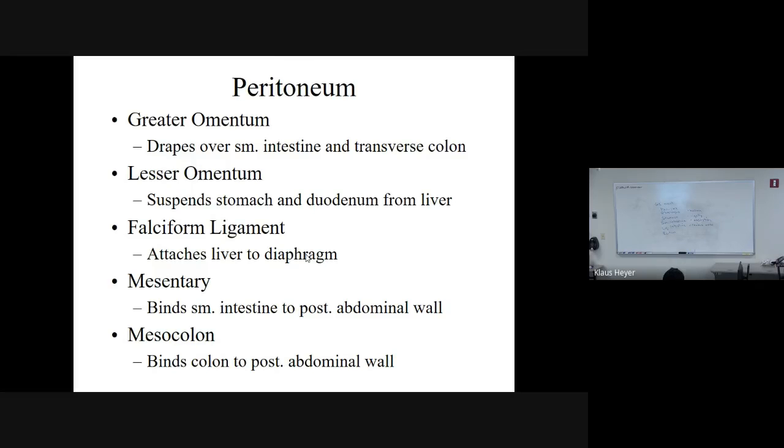It's more of an anatomy type of thing, so I don't really tend to ask a lot of anatomy questions, but I might mess up. But together, they're all types of peritoneum.